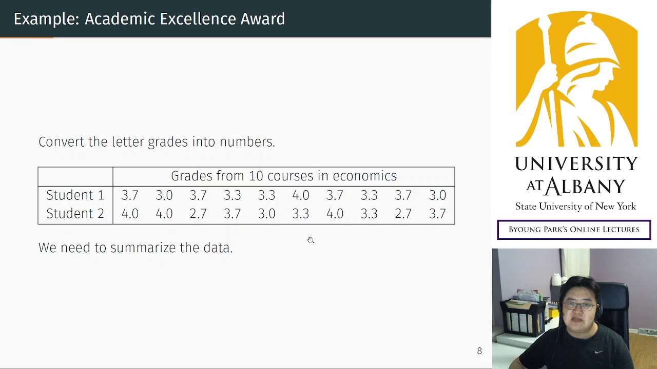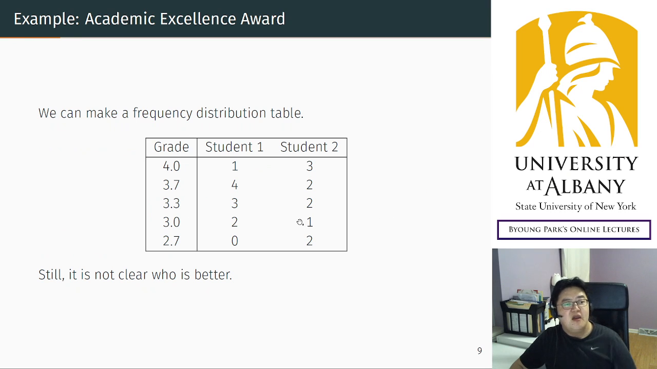Now let's summarize the data. From this table, it's just a bunch of numbers. There is no information. It's not informative. You cannot tell who's better. It looks like both are pretty good, but it's not easy to see who's better. And so we have to summarize the data, and the simplest way, the first step to summarize the data, is to make a frequency distribution table.